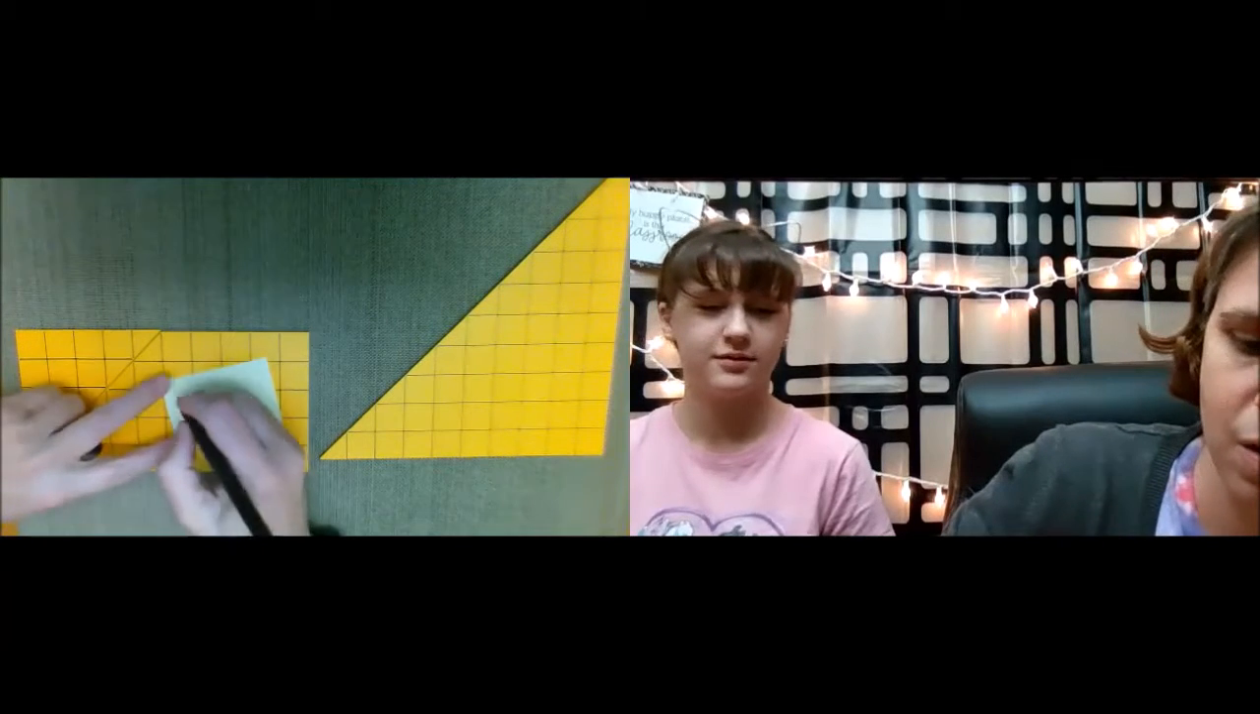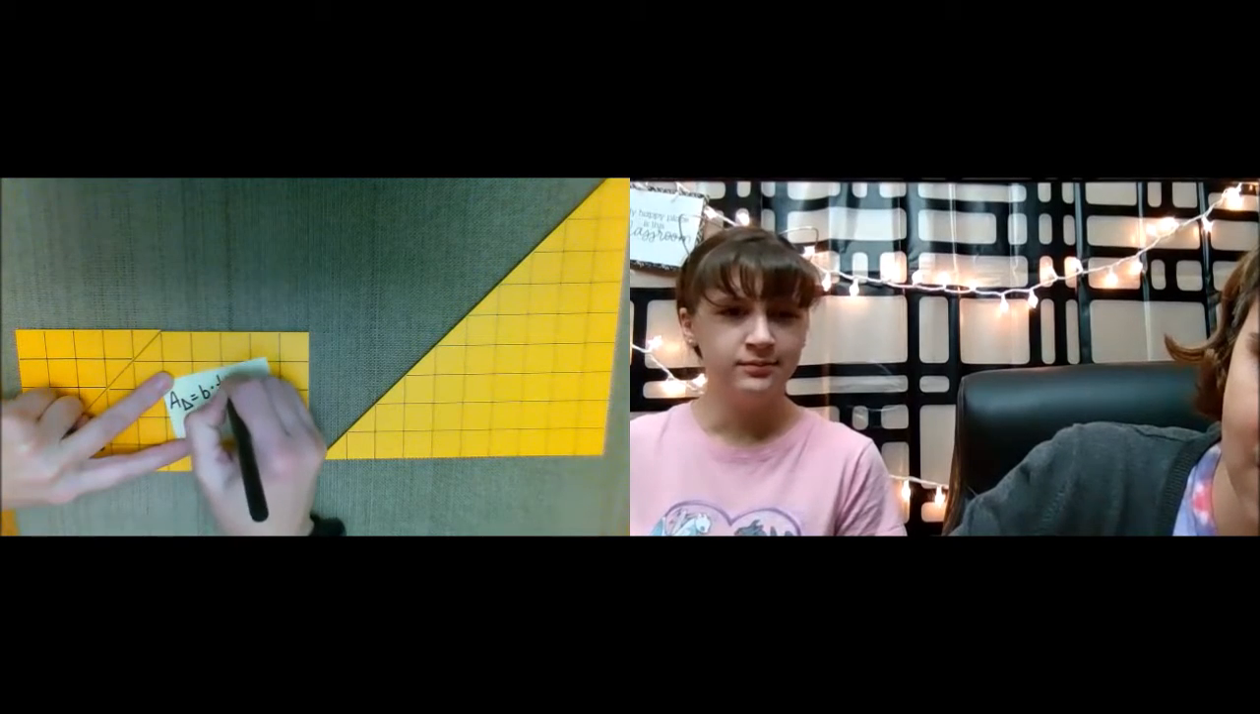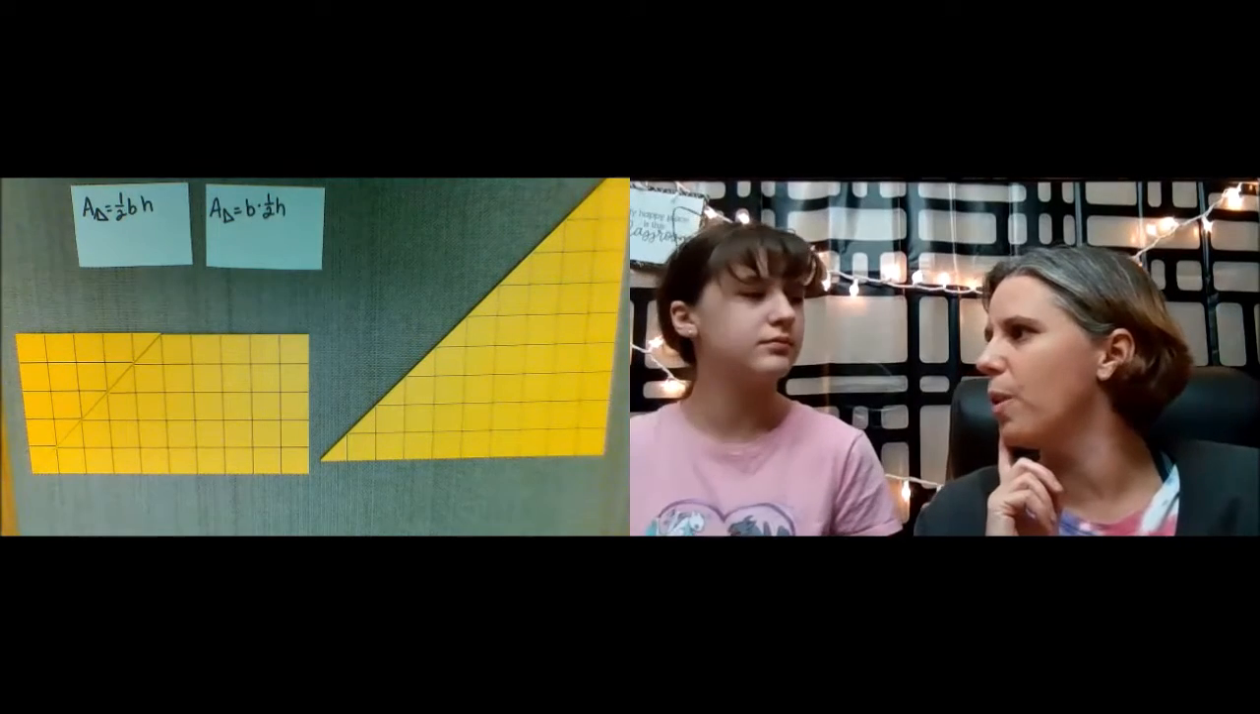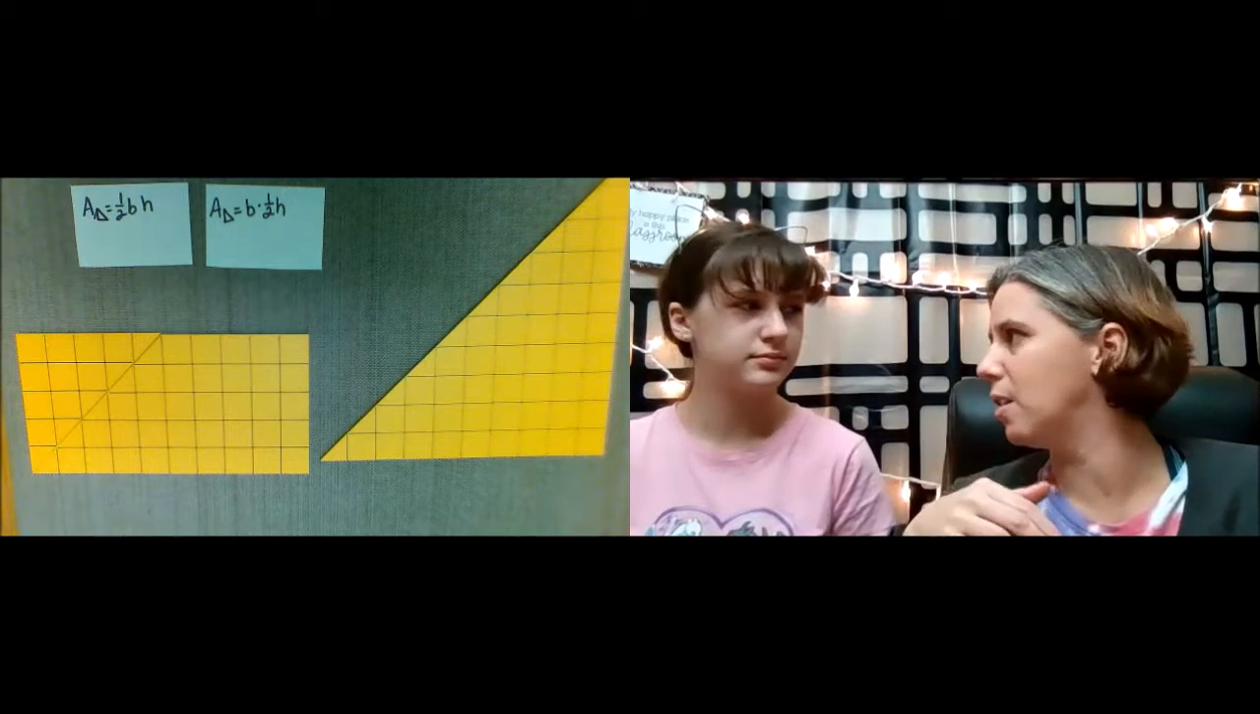It's half. Oh, so the area of this right triangle equals the base times half of the height. All right. There's two ways to find the area of a right triangle. Okay. When we did the area of an acute triangle, there were three ways. And the third way was interesting. The third way, we combined the pieces.